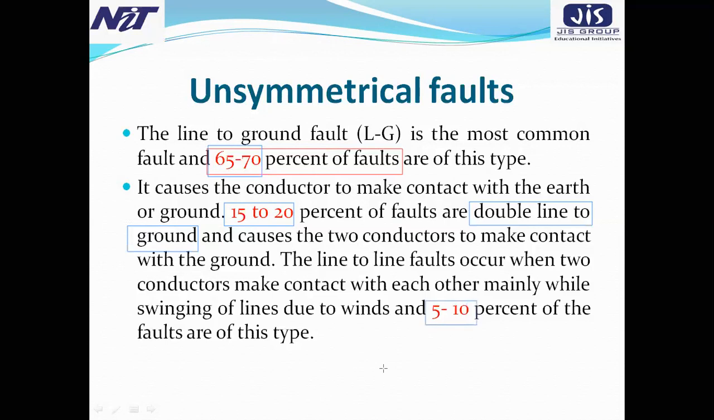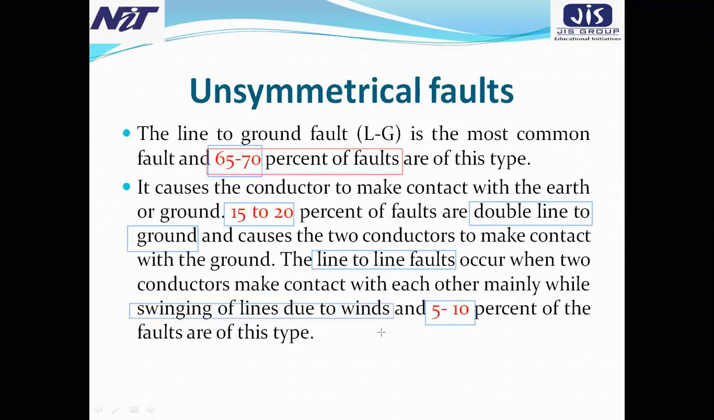Now tell me who is responsible for this? The line to line fault. Line to line faults occur when two conductors make contact with each other, mainly while swinging of lines due to winds. So what is the reason? Mainly swinging of lines due to winds.